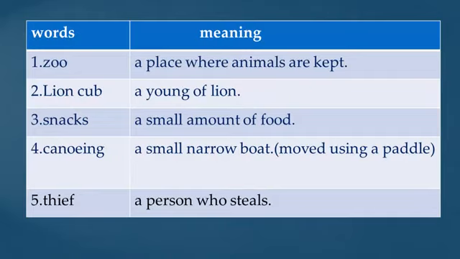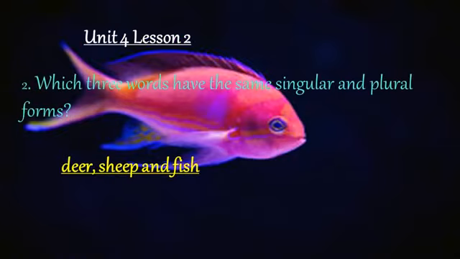Open page number 19 and see unit number 4, lesson number 2. Question number 2 is, which 3 words have the same singular and plural forms? Answer is deer, sheep and fish. Deers is an acceptable plural, but it is very rarely used. यही singular है और यही plural भी है. Okay, now turn the page.